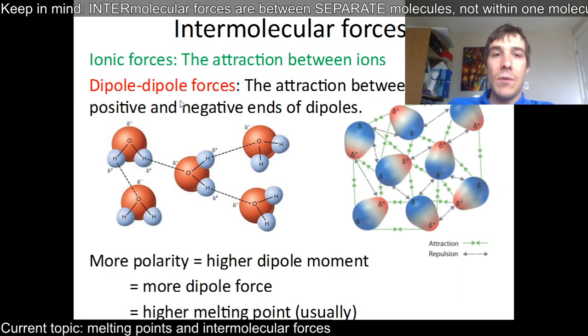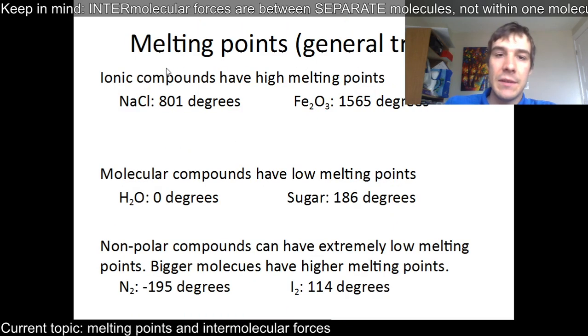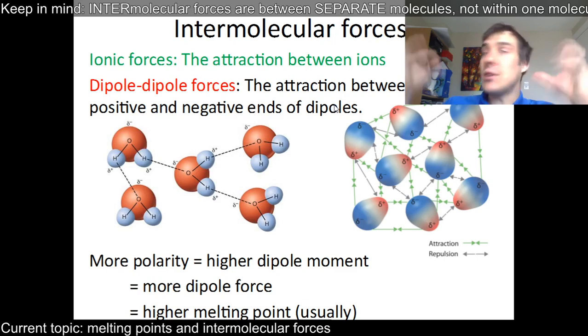Dipole is for molecular compounds, and it's the positive ends getting attracted to the negative ends. And if it's more polar, you get a higher dipole moment, you get more dipole force, you get a higher melting point. This is why ionic has such a high melting point, right? Salt or iron oxide, they melt at very, very high temperatures because the attraction is so great between the ions. To melt them, you have to rip the ions away from each other. You have to separate the ions from each other.